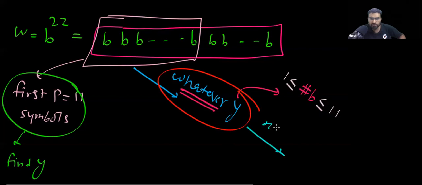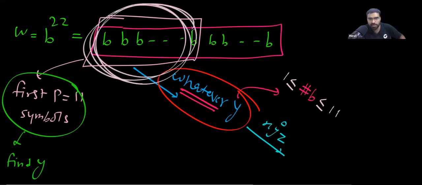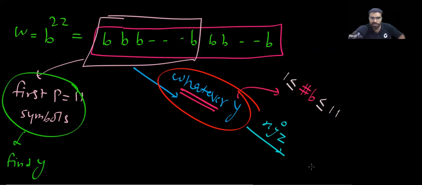Now, if you repeat 0 times, in the resulting string, how many b's will there be? If you take this entire thing as y, then the resulting string will be b power 11. And if you take some other point as y, the resulting string can be either b power 11, or, if you take 10 b's, then which string will you get?